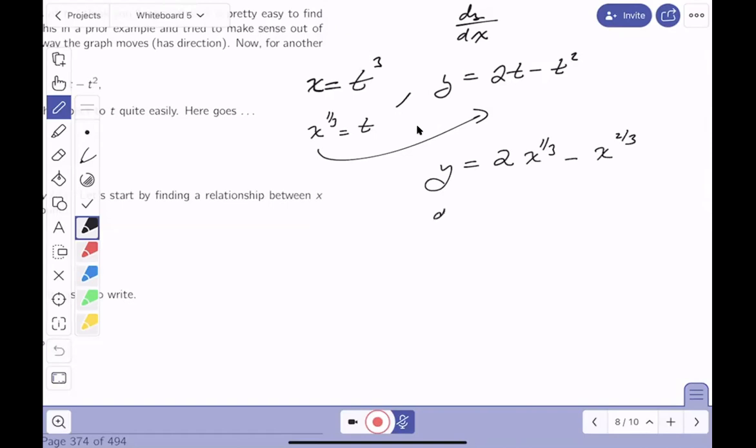Now I can write my derivative down. What's dy dx? Fairly simple. It's going to be 2/3 x to the minus, did I say that right? Oh, minus 2/3, right? Minus 2/3 x, I got to take 1 away right now, minus 1/3. So I found the derivative.